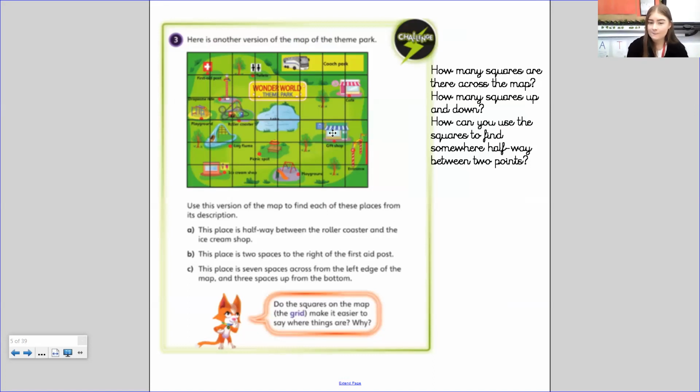The gift shop. So we're going to start looking at using maps to help us find places and describe them, but also maybe squares. And why do you think the squares make things easier? You can be more specific.